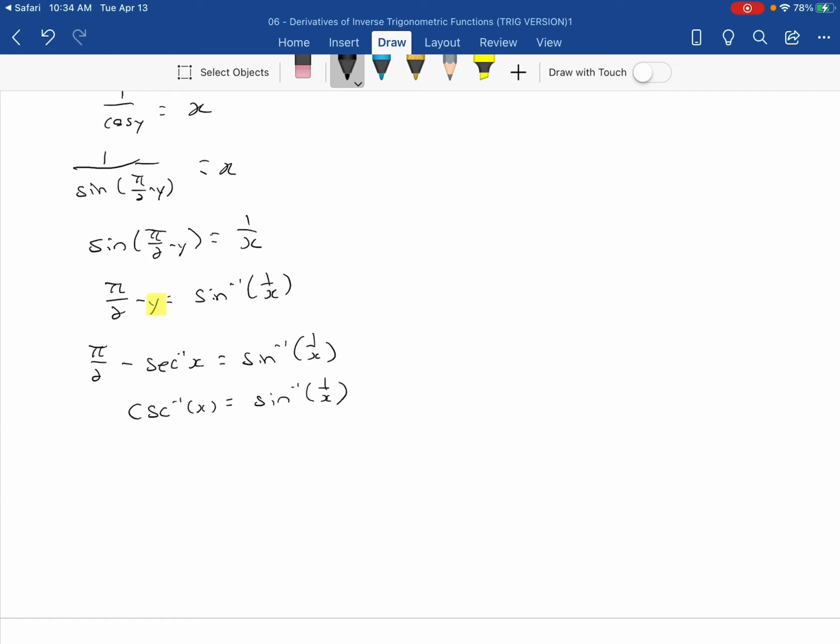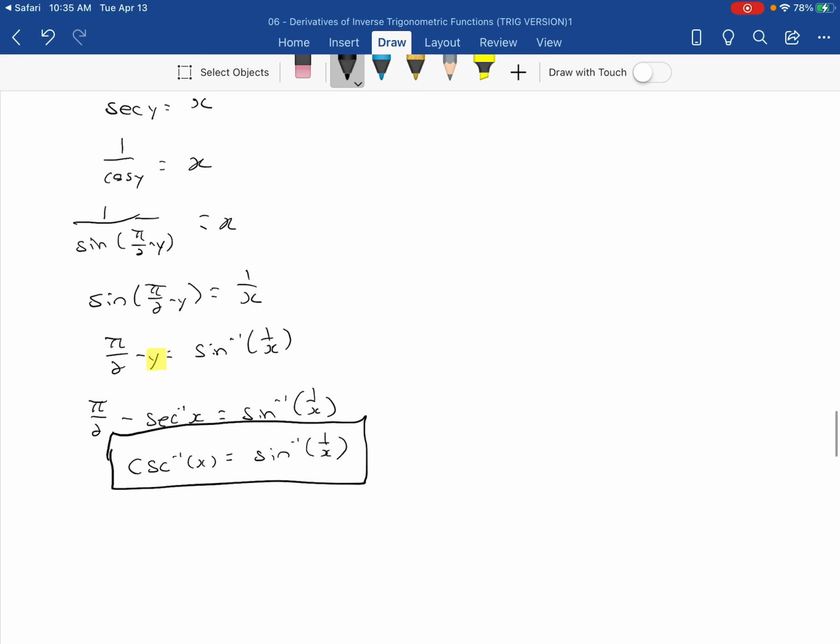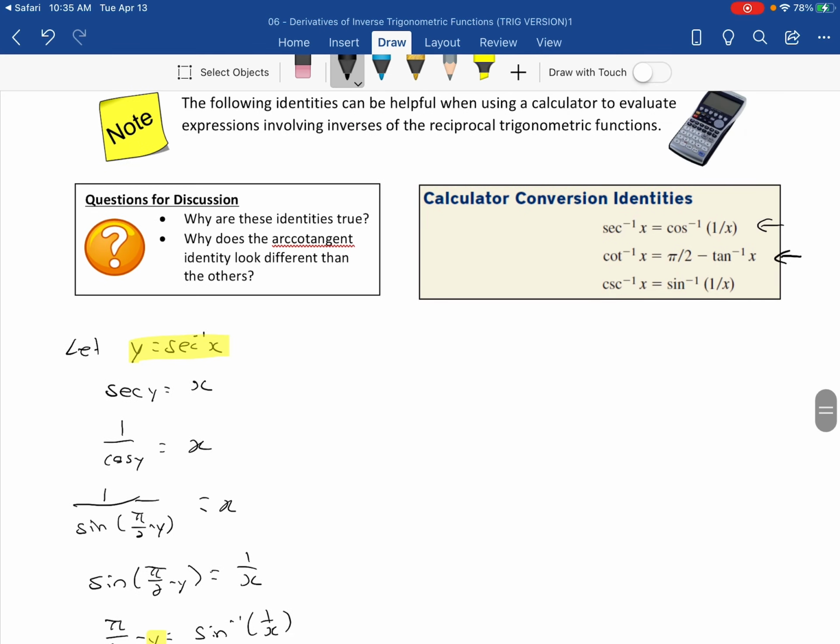All of that work, but that's the calculator identity right there. There's the one I can use for the calculator. If I want to find the cosecant inverse, I can do the sine inverse of 1 over x. And so I've developed this one here. Unexpected that I started with secant there and got the calculator conversion identity for cosecant inverse. Weird the way that one played out.